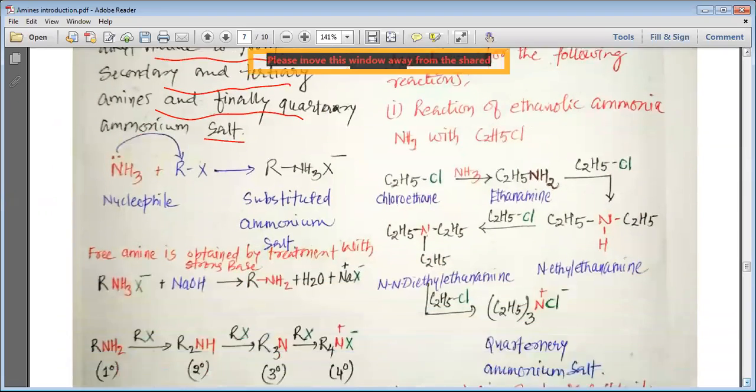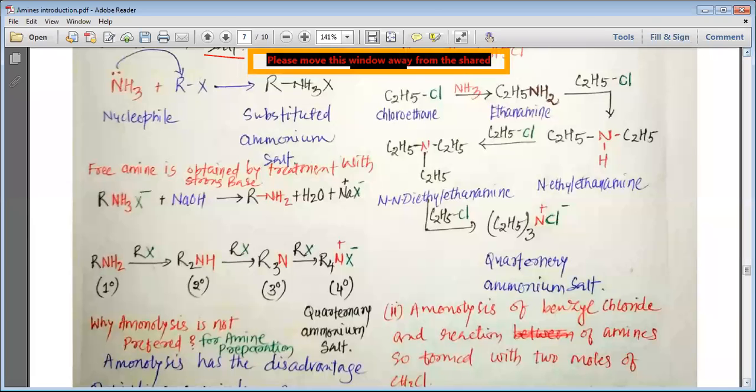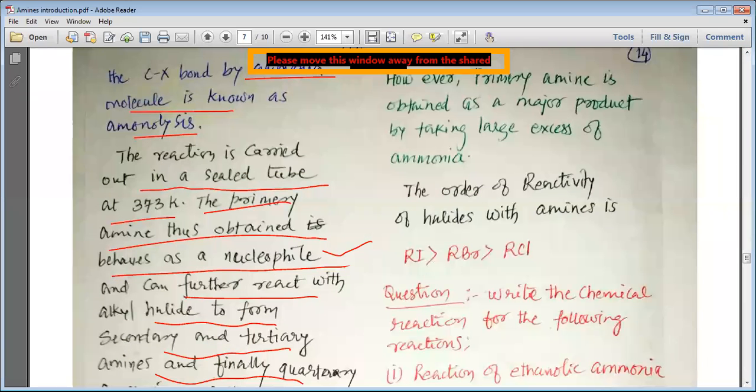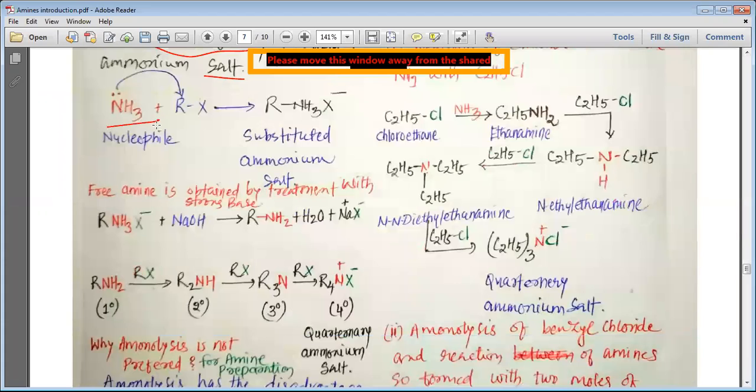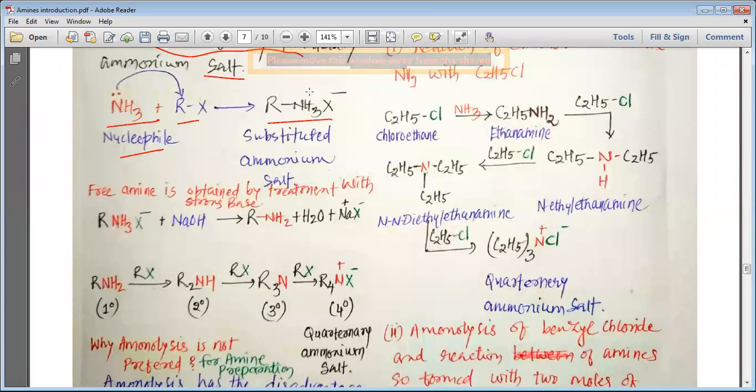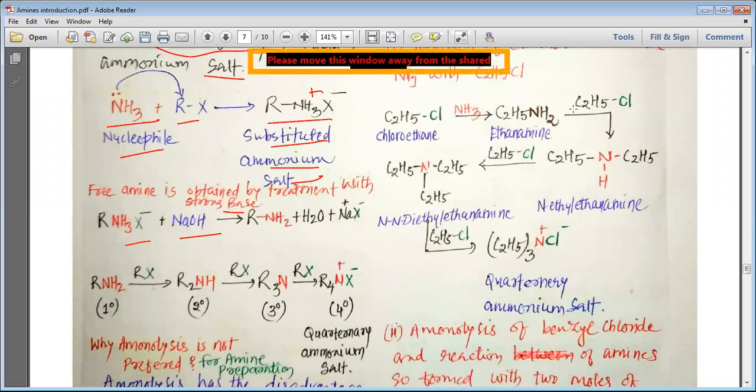So let us look at the reaction so that we can understand it better. Just have a look at this. First, we have the ammonia, which is the nucleophile that attacks the alkyl part of the alkyl halide, and it forms RNH3+ and X-. This is the substituted ammonium salt. Free amine is obtained by the treatment with a strong base. So this substituted ammonium salt, when it is allowed to react with sodium hydroxide, a strong base, we get RNH2, H2O, and NaX.